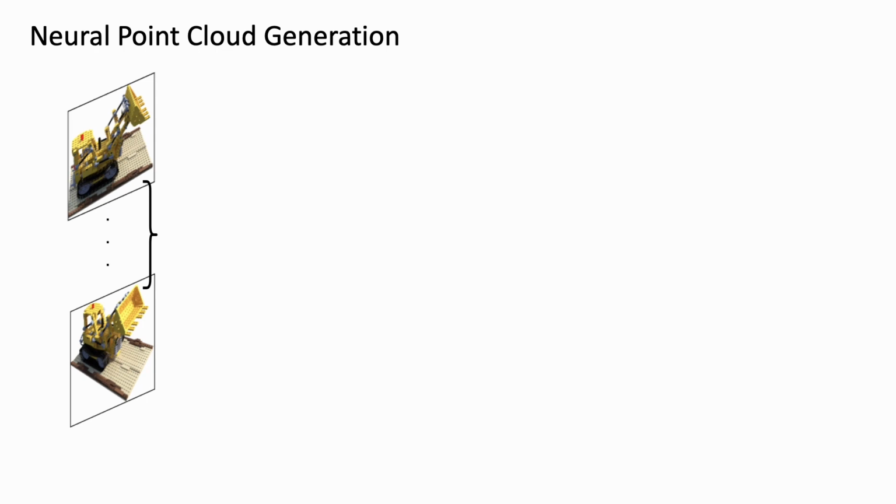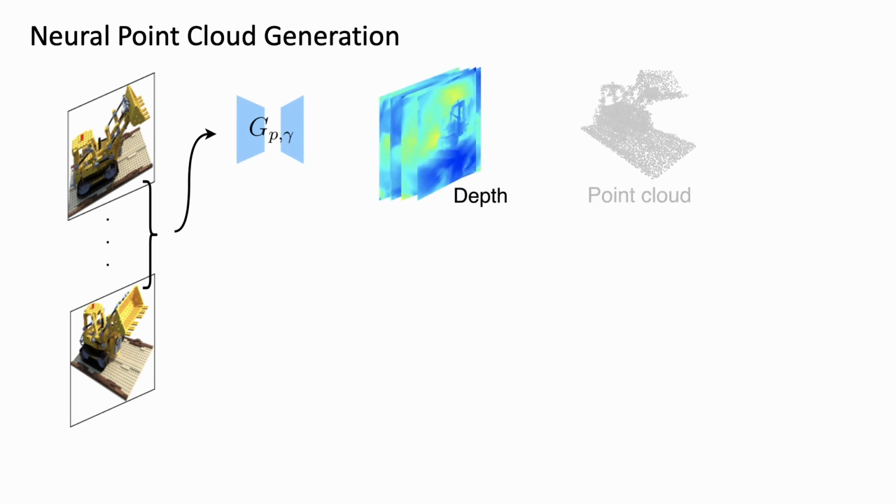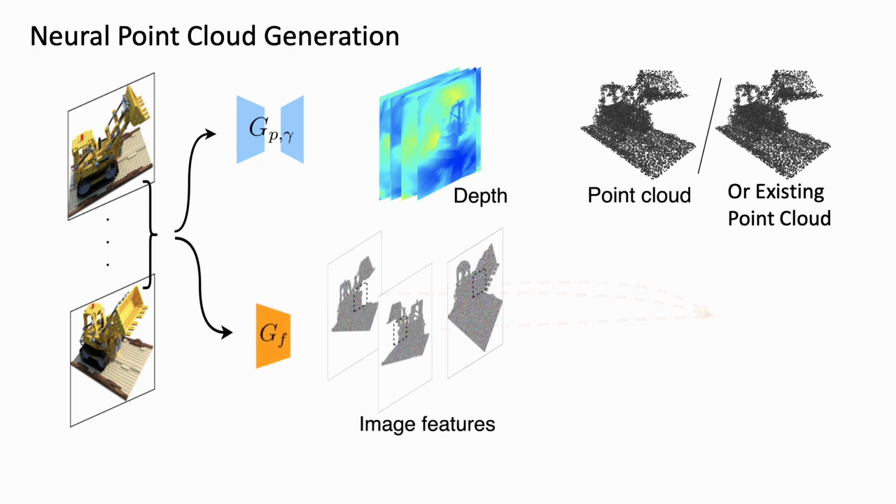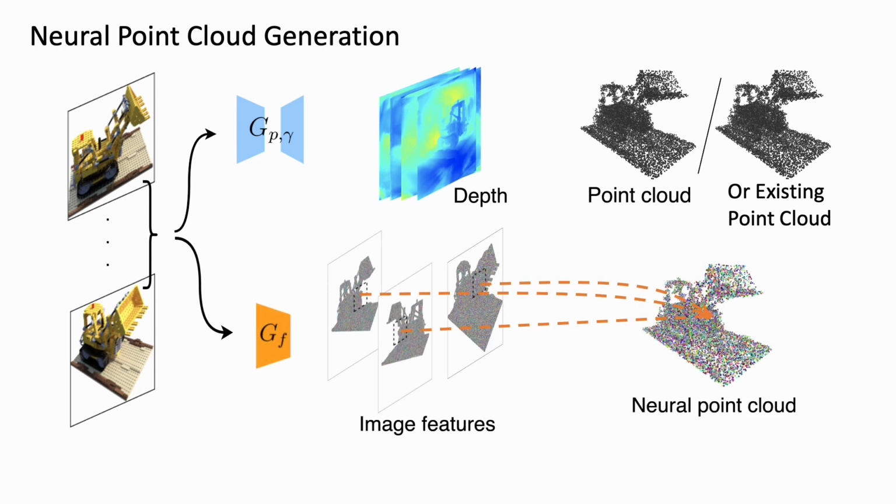To get the shape prior from the 2D image input, a multi-view reconstruction network generates depth images and combines them into a point cloud. We can also use an existing point cloud here. Then, another feature extraction network projects the image features onto the points and finally creates a neural point cloud.